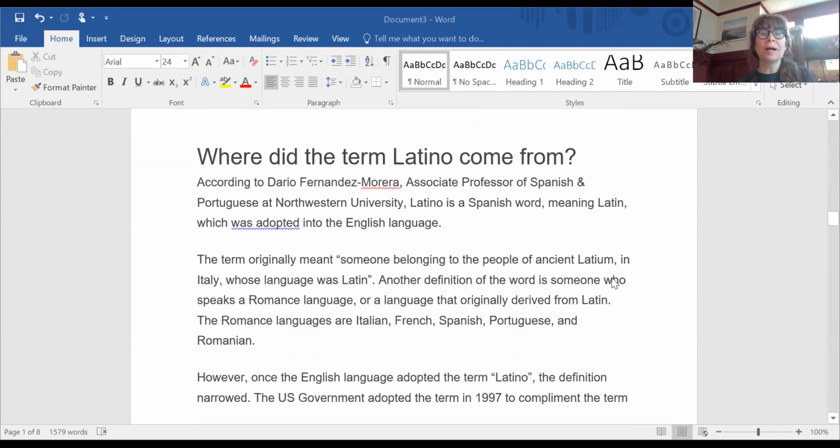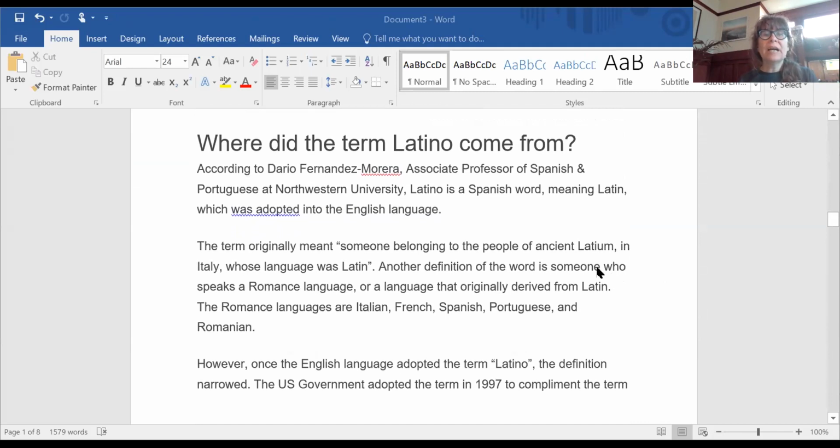Where did the term Latino come from? According to Dario Fernandez Morera, Associate Professor of Spanish and Portuguese at Northwestern University, Latino is a Spanish word meaning Latin, which was adopted into the English language. The term originally meant someone belonging to the people of ancient Latium in Italy whose language was Latin. Another definition for the word is someone who speaks a Romance language, or a language that originally derived from Latin. The Romance languages are Italian, French, Spanish, Portuguese, and Romanian. However, once the English language adopted the term Latino, the definition narrowed.